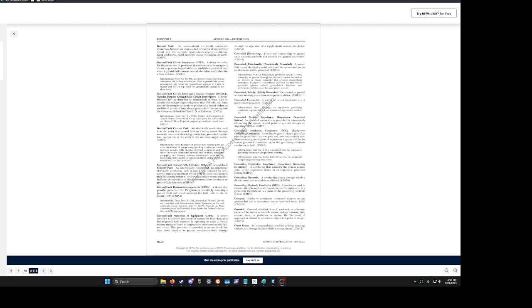A little further down, there is grounding conductor, equipment. That's your EGC. That's what we've gone over a lot. That's what you need in most device boxes. That's your bare copper wire.